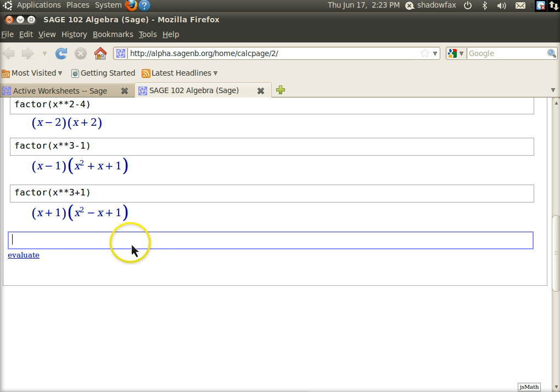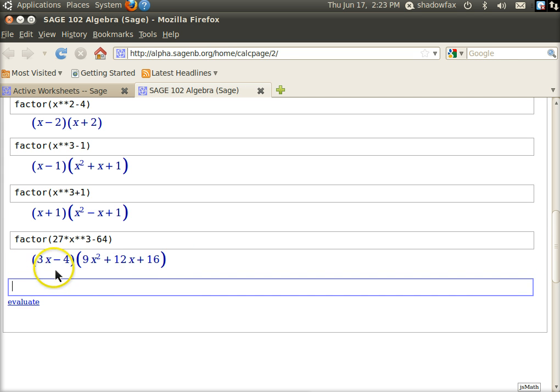What about something a little bit more crazy? Factor 27 times x cubed minus 64. This is still a difference of two cubes, right? The cube root here is 3x, and the cube root here is 4. So the first factor will be 3x, and the cube root of negative 64 is negative 4, at least the principal cube root. And so, what do we get? If you square 3x, you get 9x squared. If you square 4, you get 16. If you multiply this times this, you get negative 12x, but if you subtract it, it's positive 12x. Yep, we know what we're doing. We're good at this.